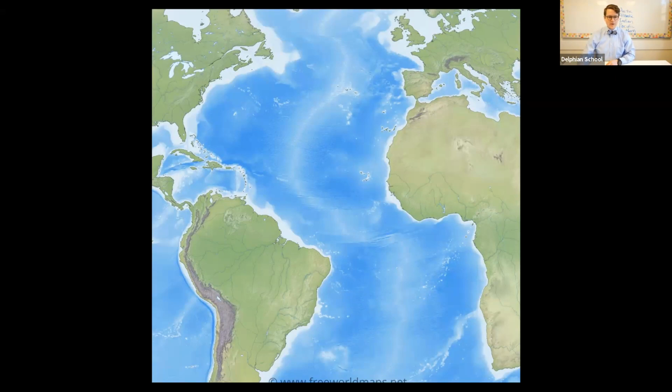I can see where I grew up, right around there, that part of land there, that's the state of Michigan, and it looks like a hand. If you hold up your hand, it kind of looks like that. That's where I grew up.